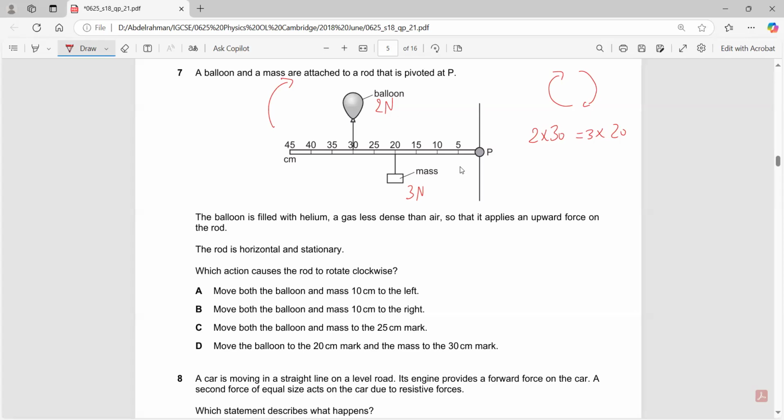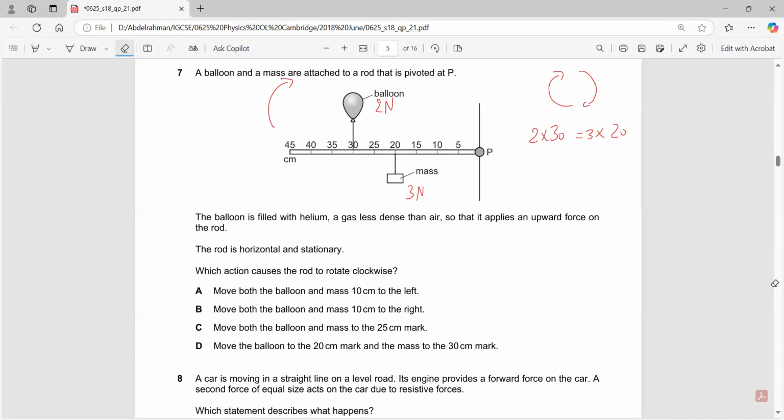Move both the balloon and the mass 10 centimeters to the left. If we move them both 10 centimeters to the left, the balloon would be at a distance of 40 and the mass would be at a distance of 30. So let's try it out. 40 times 2 is 80. And then the other one would be 30 times 3, which is 90. This means that the anti-clockwise moment is greater than the clockwise moment. So this is wrong. So answer A would be wrong.